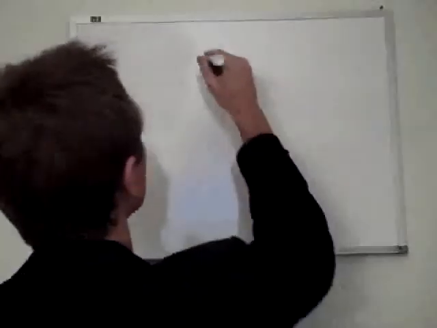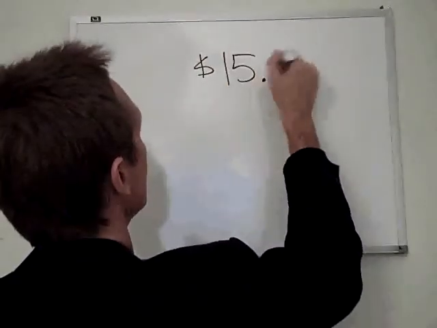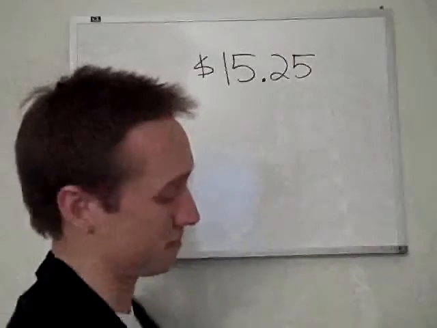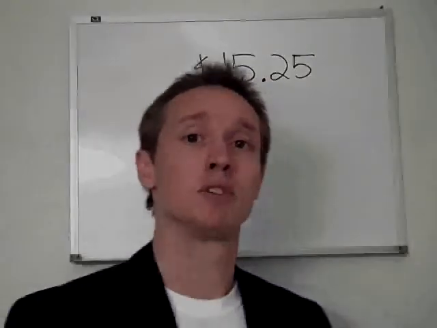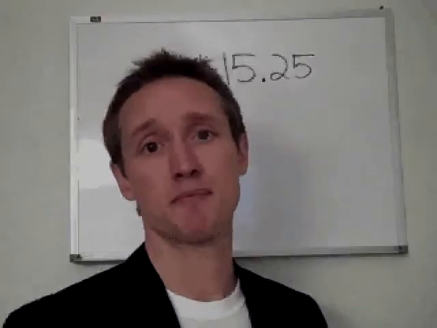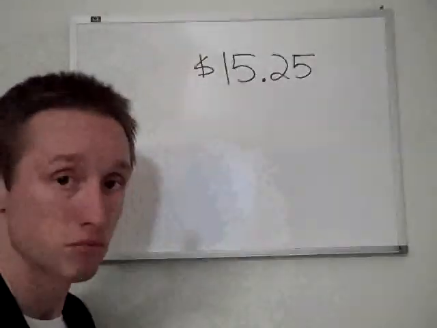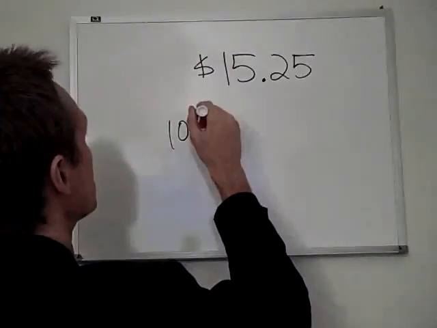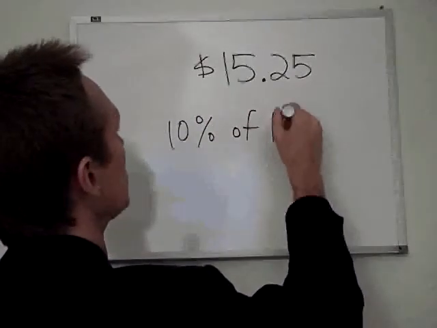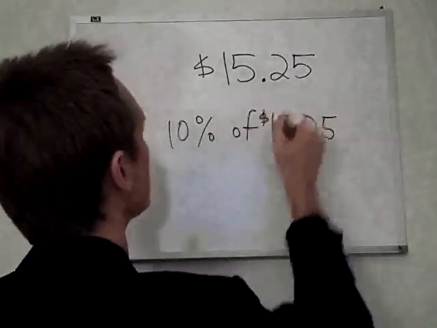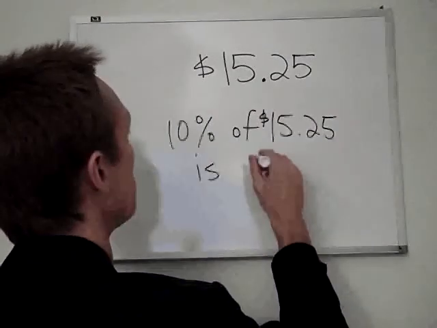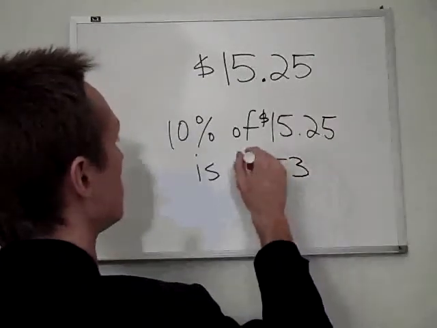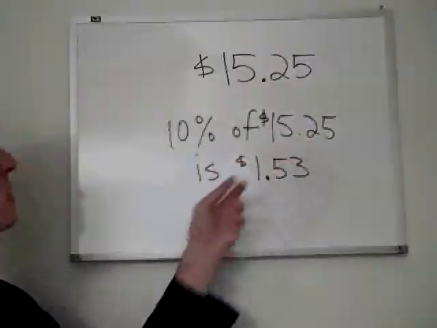So maybe the bill comes to $15, let's say, and 25 cents. $15.25. Now, who can tell me what's 10% of that? What's 10%? Well, 10% we're just dividing by 10, so that means we just move the decimal point over. So 10% of 15.25 is 1.525, but we round up to $1.53. 10% of 15.25 is that.